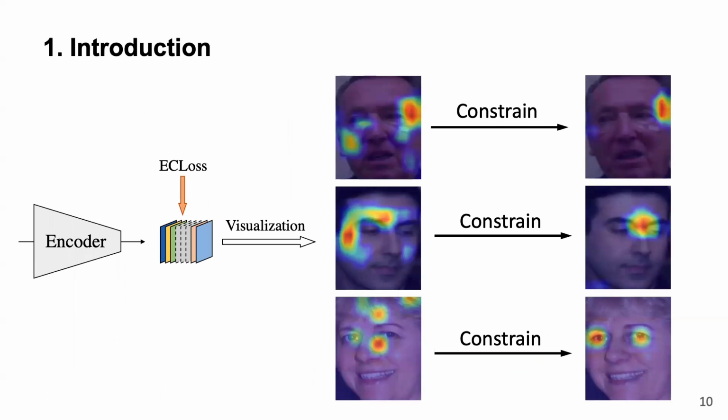So the main goal of our method is to constrain the feature map to a known pattern, where each feature map contains at most two activation peaks. As shown in the figure, the left column shows the random activation in the feature map, and after training with our EC loss, the feature map can effectively demonstrate what has been learned.